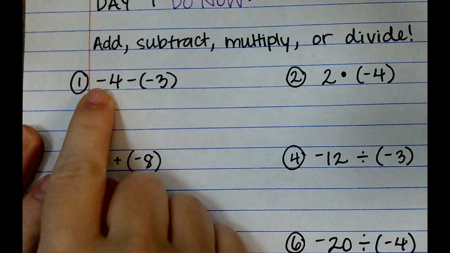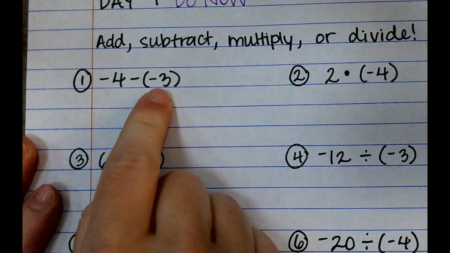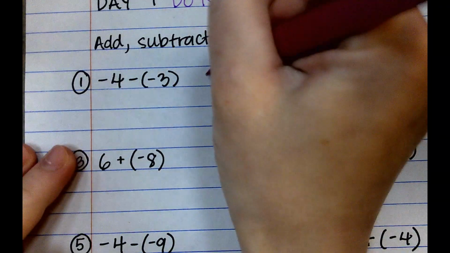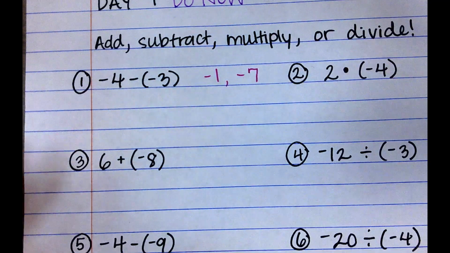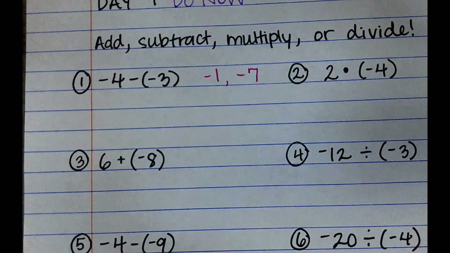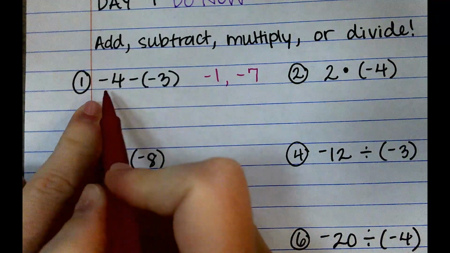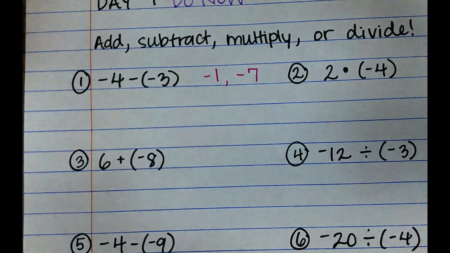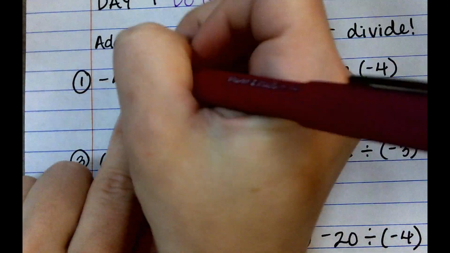Number 1, I have -4 minus -3. I hear -1. I hear -7. Can somebody raise their hand and tell me which answer is correct and explain why? Go ahead, Antoinette. It's -7 because the 4 is bigger. All the signs are the same, and when it's a minus, you're supposed to add it. Okay. So 4 plus 3 is -7.